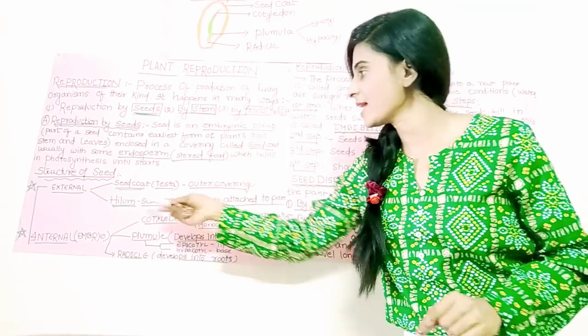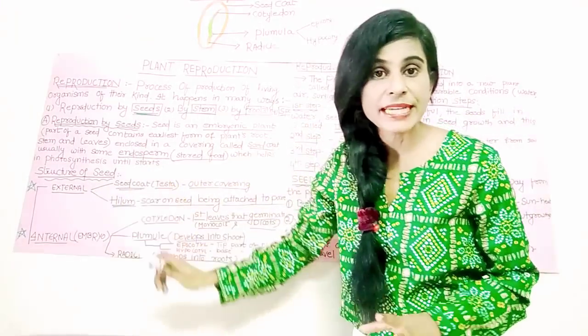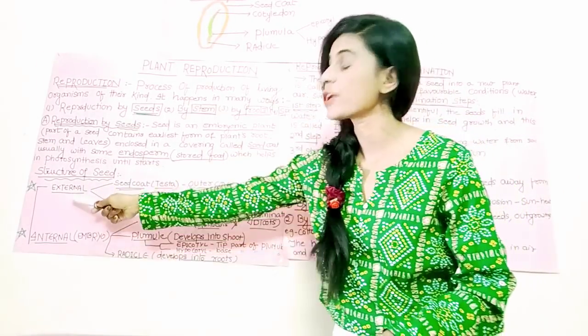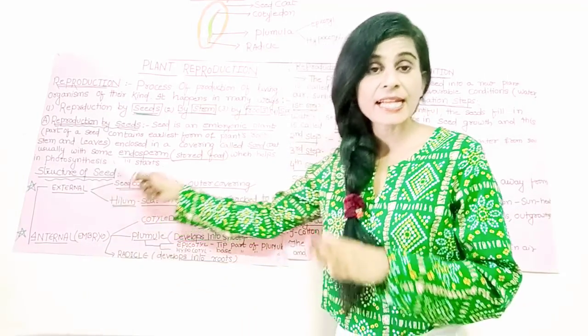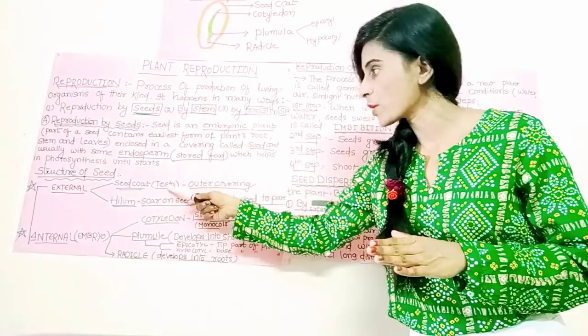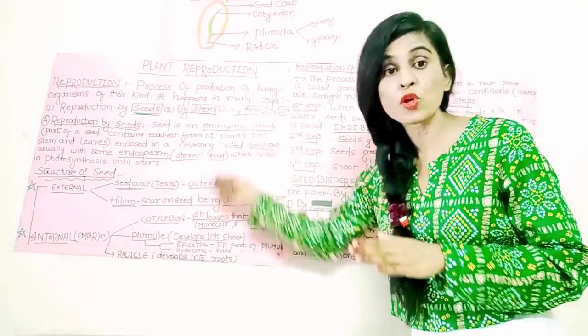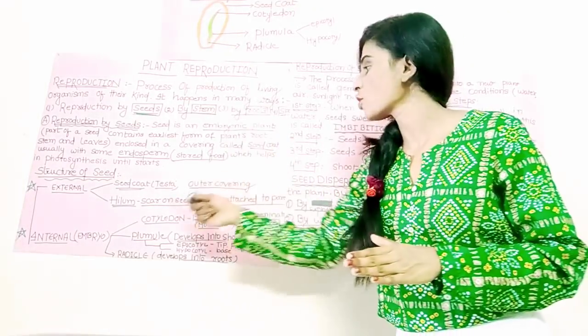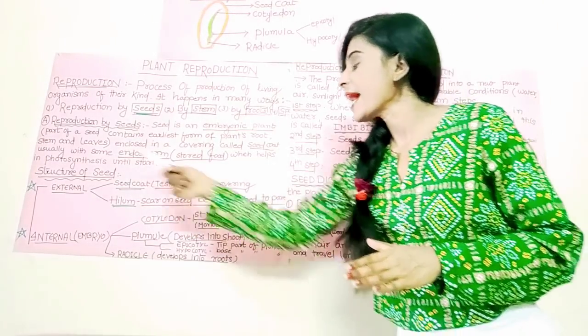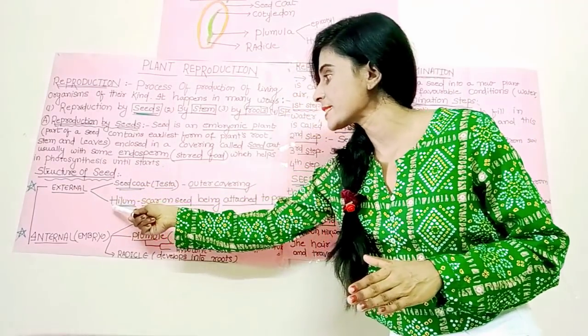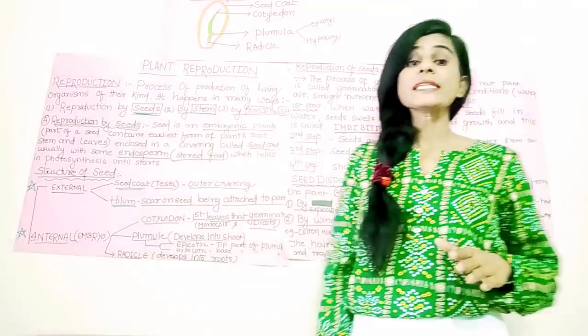Testa. Yes. The structure of the seed has two parts, external and internal. The external has two parts. Seed coat means the seed is enclosed by a covering, called the seed coat or testa, which is the outer covering. And the second external part of the seed is called the hilum. What is the hilum?